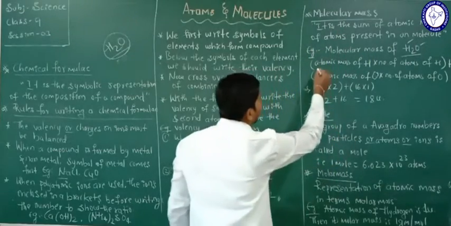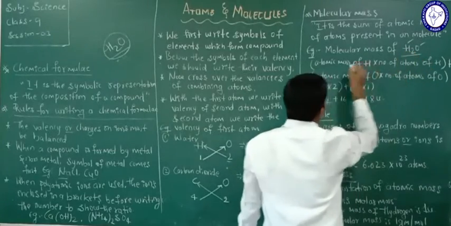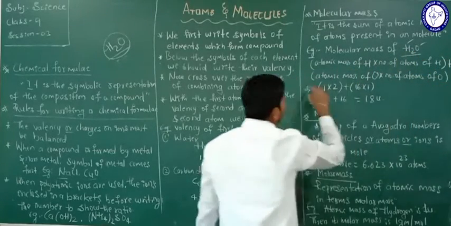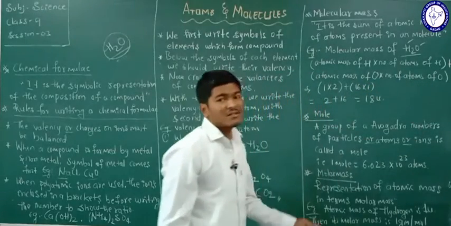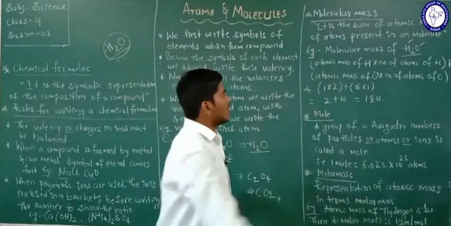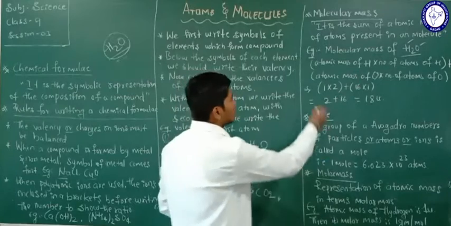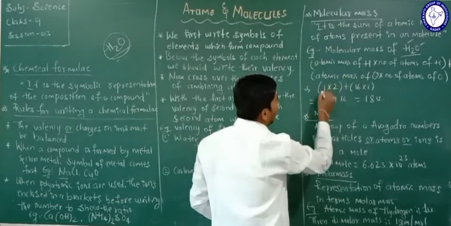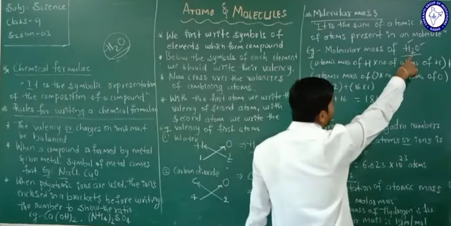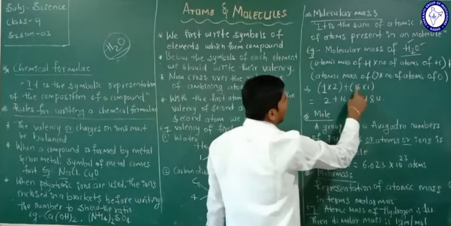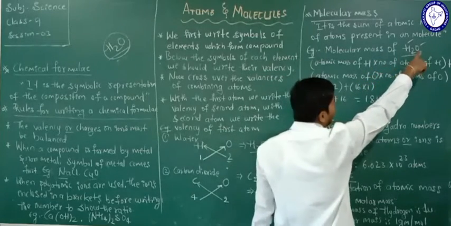See here, atomic mass of hydrogen into number of atoms of hydrogen, plus atomic mass of oxygen into number of atoms of oxygen. In the water molecule, 2 hydrogen atoms are present and 1 oxygen atom is present. So we write the atomic mass of hydrogen, which is 1, into the number of atoms present in a water molecule, which is 2, plus the atomic mass of oxygen, which is 16, into the number of atoms present in a water molecule, which is 1.